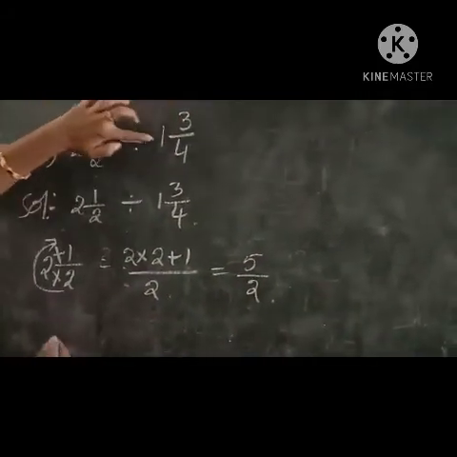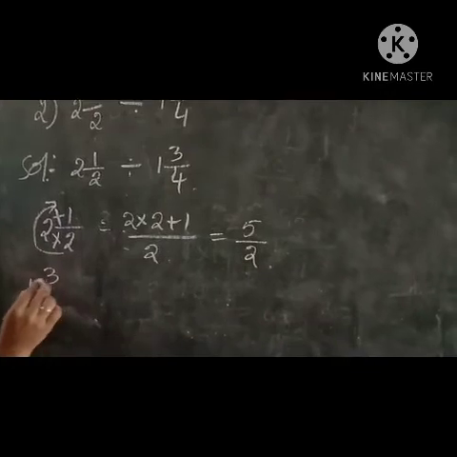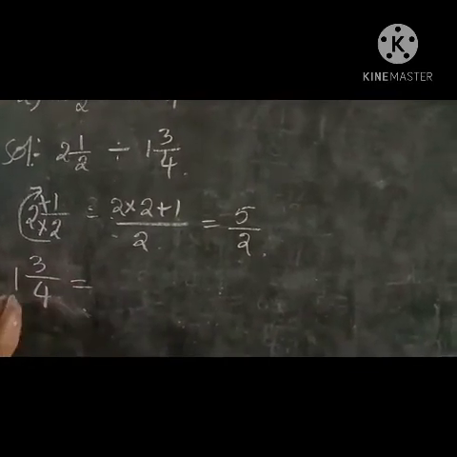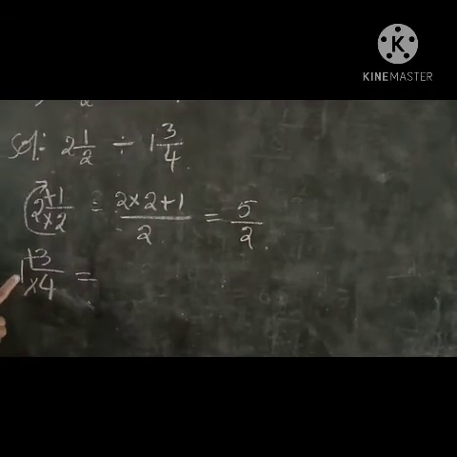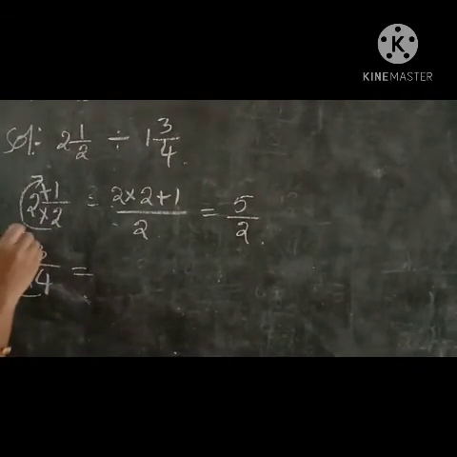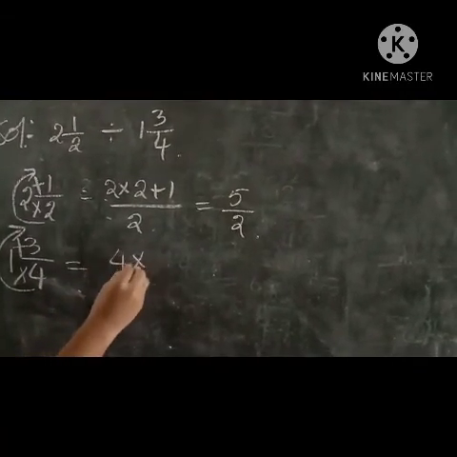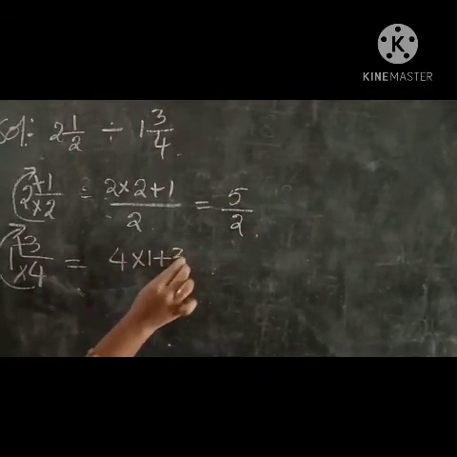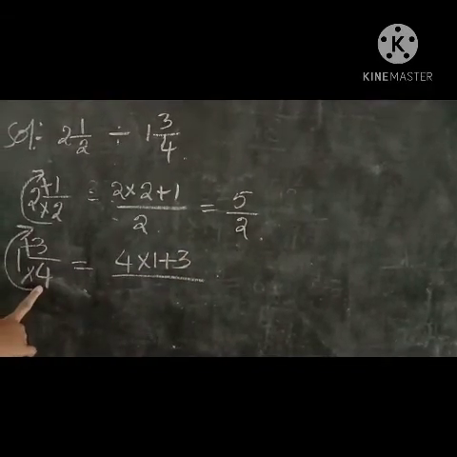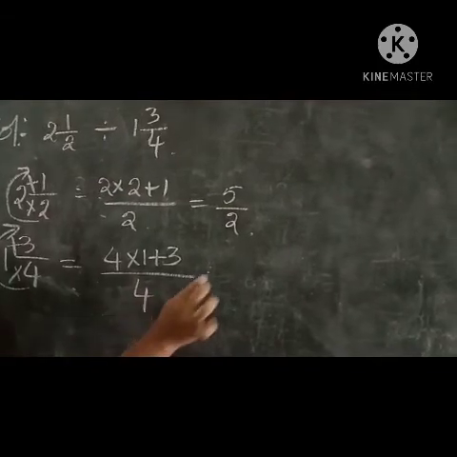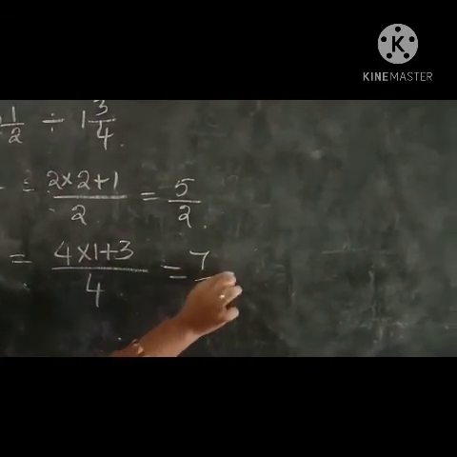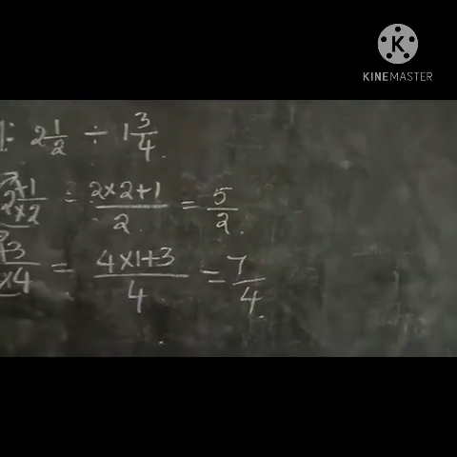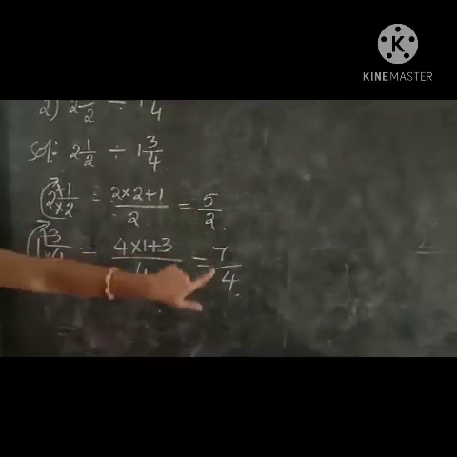1 3 by 4. Right here, 1 3 by 4 equals to, right here multiplication symbol and here plus. 4 into 1 plus 3 by, what is the denominator? 4. Right here 4. 4 1s are 4. 4 plus 3 is equal to how much? 7 by 4. 4 plus 3 is equal to 7. 7 by 4. Write these two numbers.